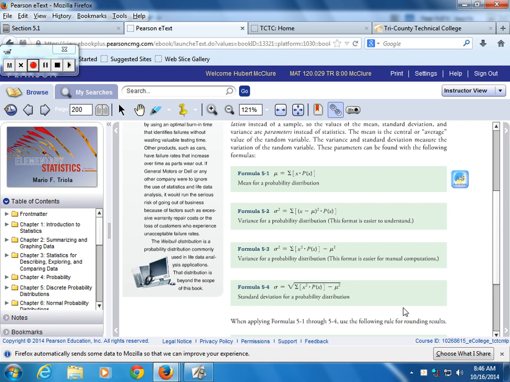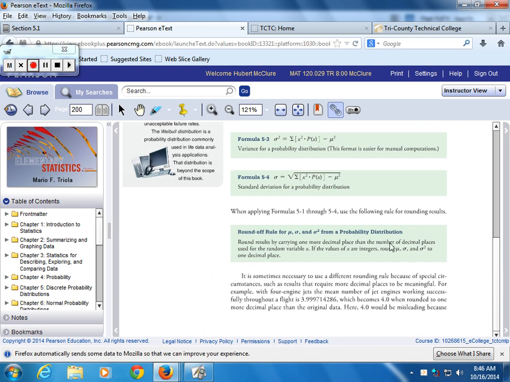So the frequency distribution work that you did in chapter 3 basically got you ready to do this, because this is a whole lot easier. You only have to do 2 or 3 things instead of 5 or 6. So let's find us one to do.